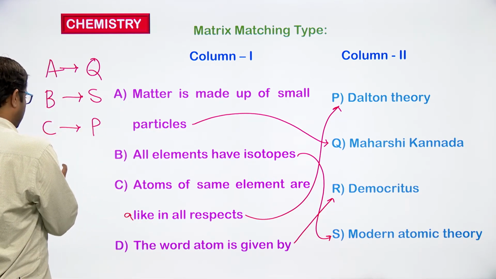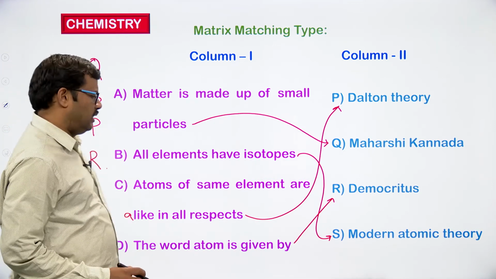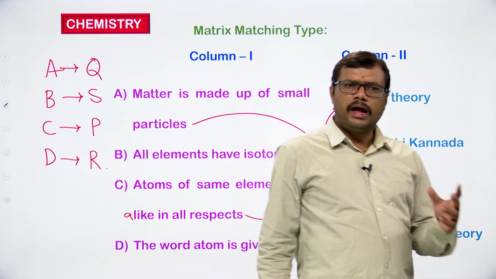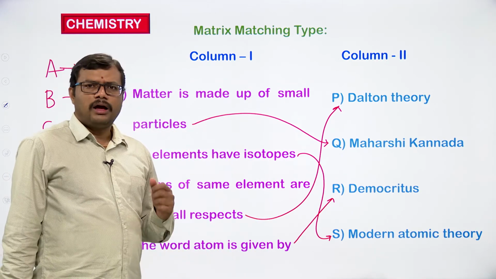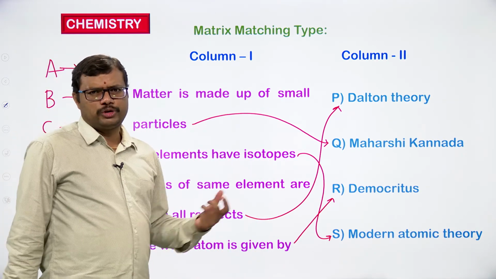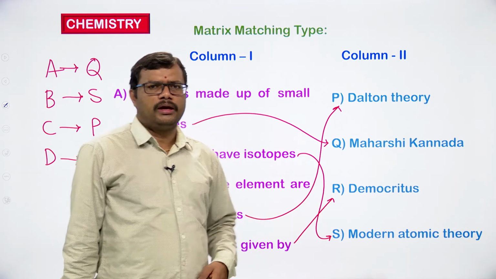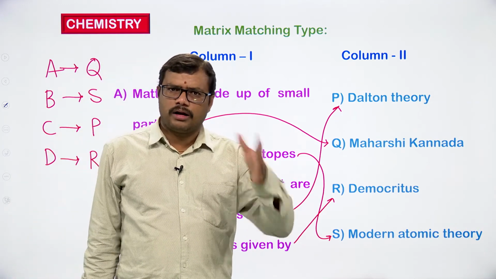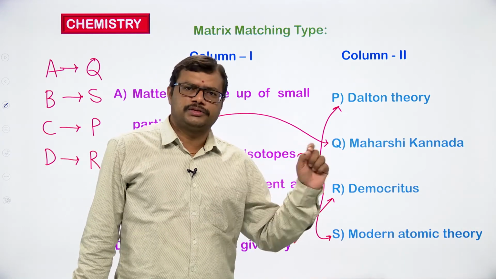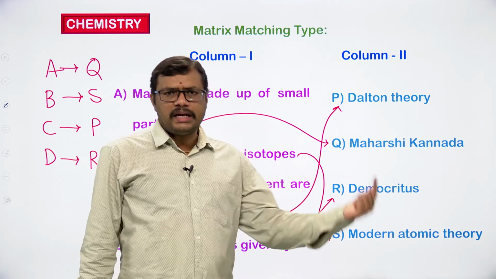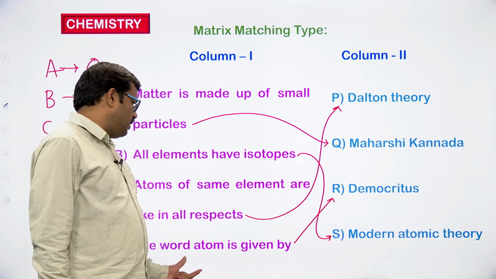And D in column 1 is correlated to R, that is Democritus. He is the person who actually used the word atom. According to him, atom means atomos, meaning indivisible particle, a particle which cannot be divided further. Democritus says that when you take matter and go on cutting it into small pieces, you will reach a stage where you get a particle that is not further divisible, and that indivisible particle he named atom.